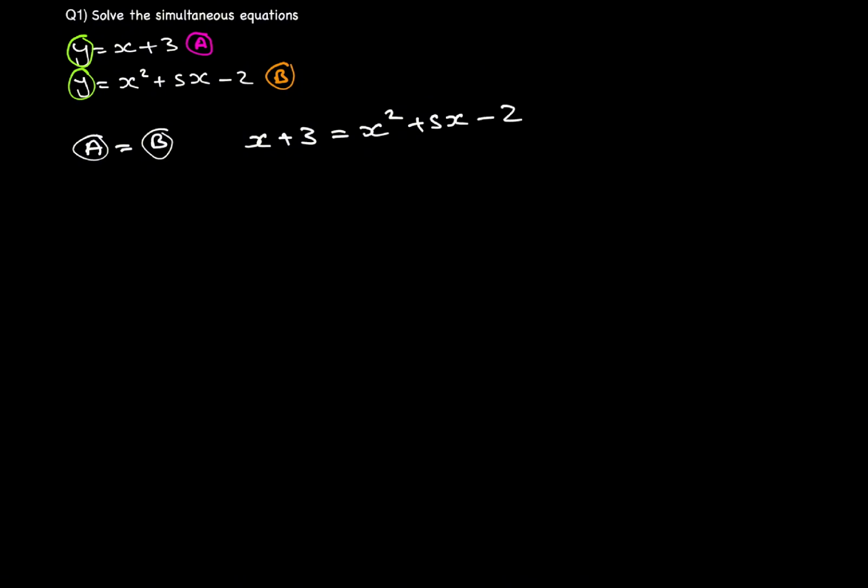So you can only solve a quadratic if it is equal to 0. So I want to make the left-hand side equal to 0 by subtracting x from both sides and subtracting 3 from both sides. So now the left-hand side is equal to 0, and the right-hand side is going to equal x squared. 5x take away x is positive 4x. Negative 2 minus 3 is equal to negative 5.